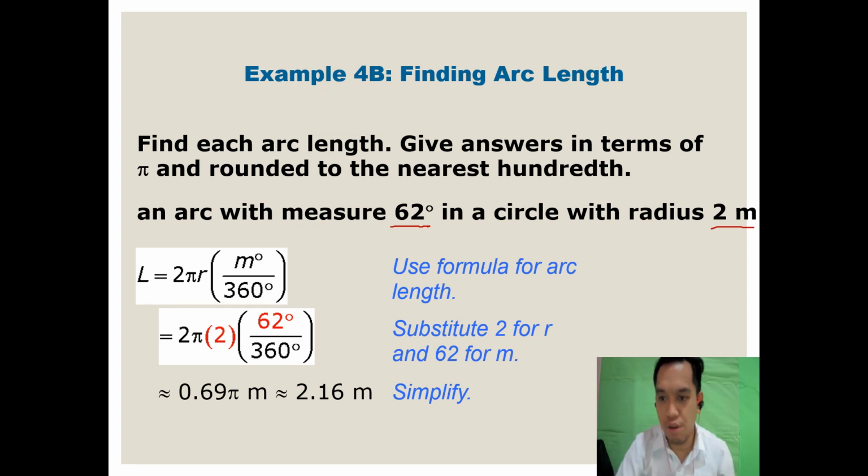Okay? Kasi don't forget the unit, which is m, meter. So, 0.69 pi meter. Then, i-multiply mo pa yan. 0.69 times pi is 2.16 meters, which is the length of our arc.